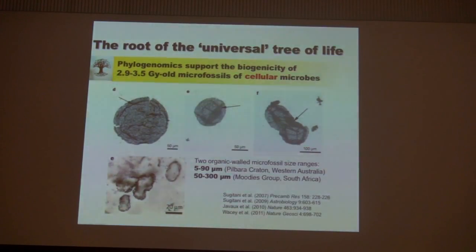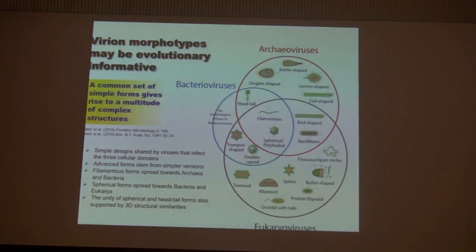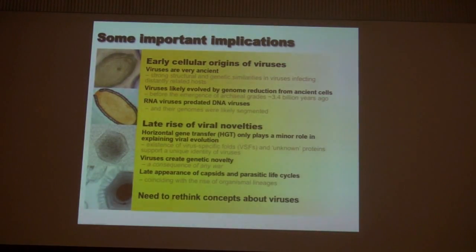This has been published in Nature and other journals, and different groups have found this reliable. First of all, we don't know the biogenicity of this, if this is true or not, but our results support this. Two structures of different size will imply a group of cells reproducing. And of course, these are the main take-home messages of what I put forward: early cellular origin of viruses, late rise of viral novelties, and ultimately the idea that we have to rethink general concepts about viruses.